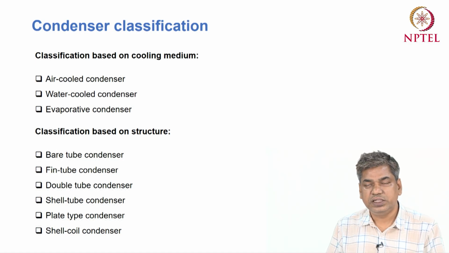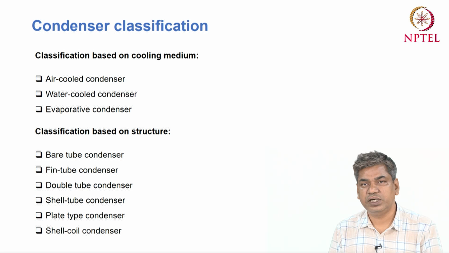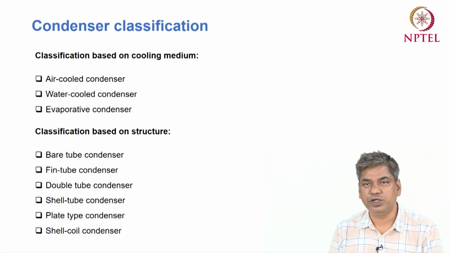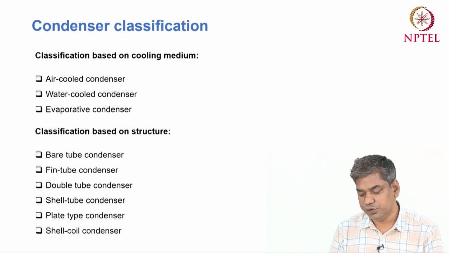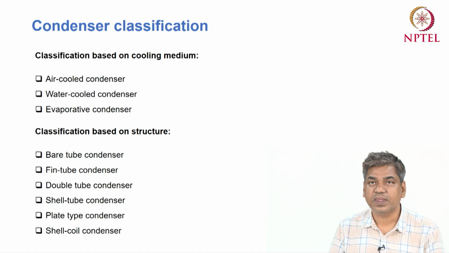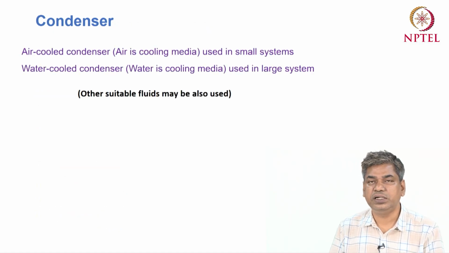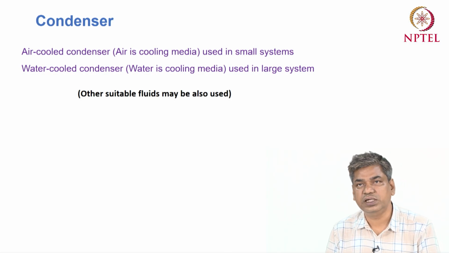Then the condenser can also be classified based on the structure of the condenser. That may be the bare tube condenser, fin tube condenser, double tube condenser, shell and tube condenser, plate type condenser, or shell coil condenser. I will discuss each type of condenser in detail. So let us see what the basic difference is for the air cooled condenser.